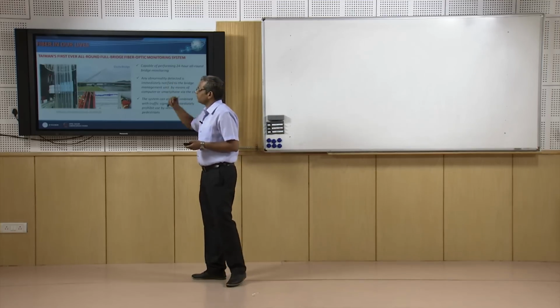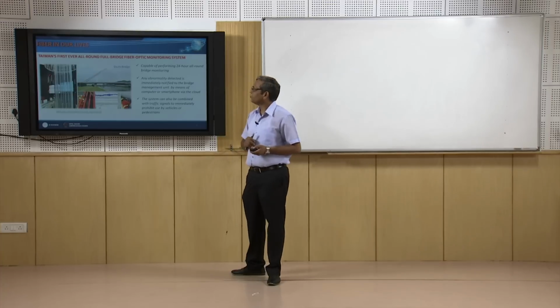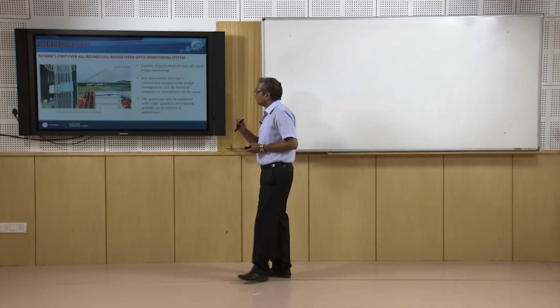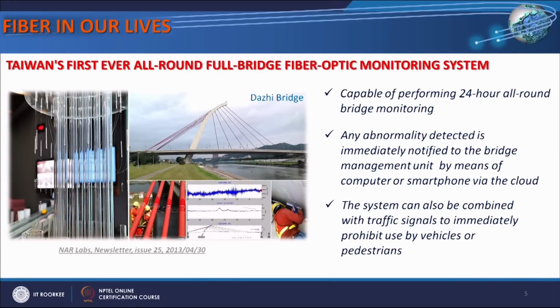This is one example of Taiwan's first ever all round full bridge fiber optic monitoring system. It is capable of performing 24-hour all round bridge monitoring. If any abnormality is detected, then the bridge management unit is immediately notified by means of computer or smartphone, and precautionary measures are taken. This system can also be combined with traffic signals to immediately prohibit use by vehicles or pedestrians.